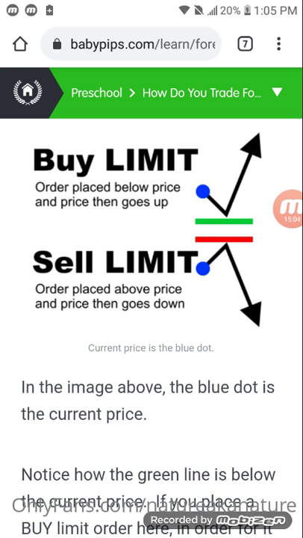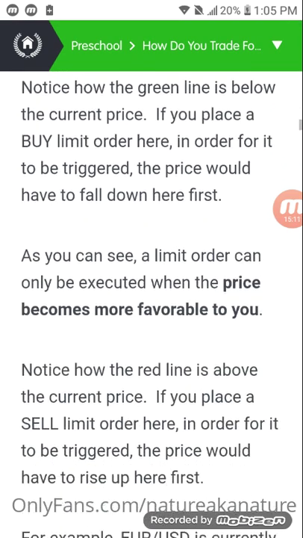And it will have to rise down to your buy limit order first. It will trigger it, get you in a trade, and then you're in profit, okay? So that's how that goes.